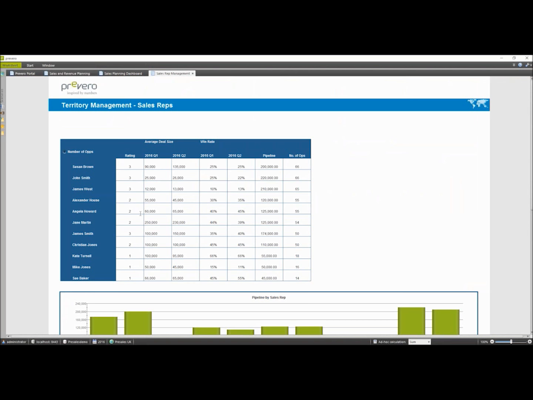And again, we can show that graphically. And also I've got the ability to reassign my sales reps to different territories to meet our particular targets.